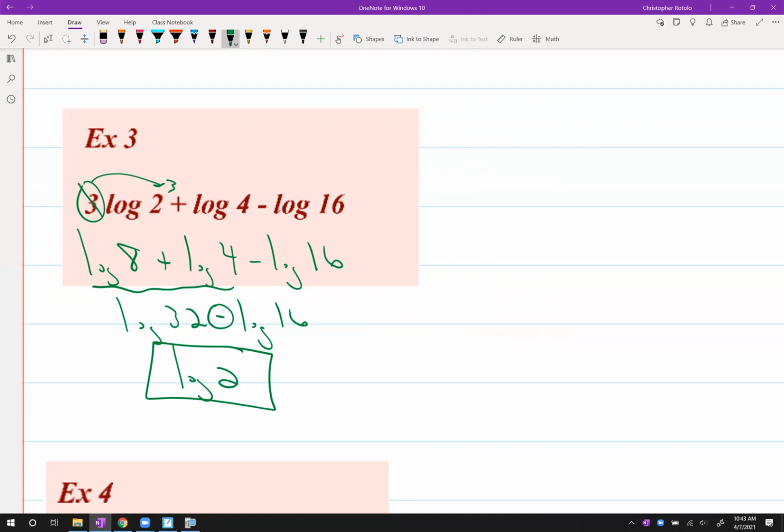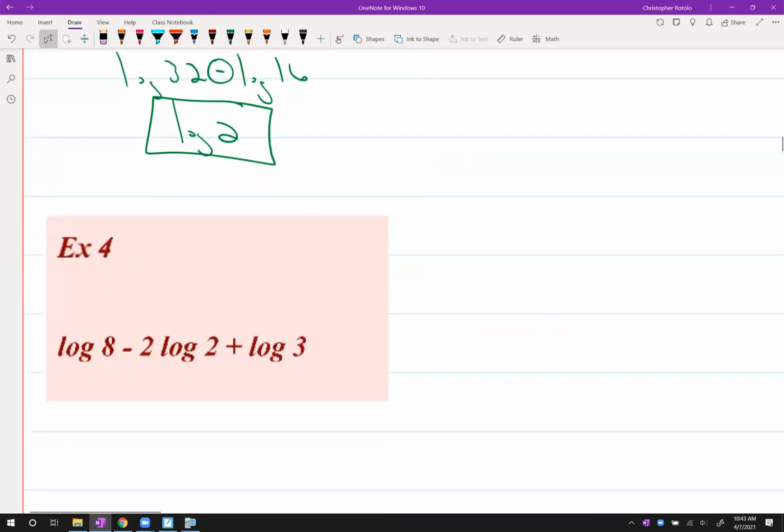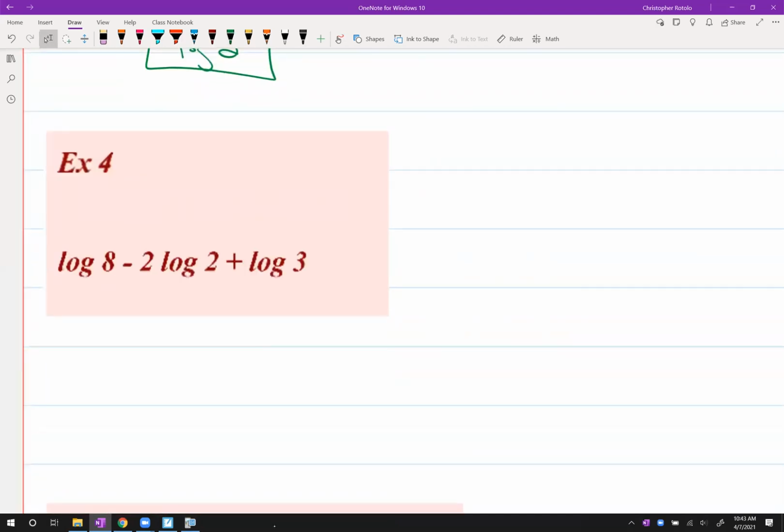Okay, so if you're getting the hang of it, we can always start to shorten that up just a little bit. Oh my goodness, I dropped my stylus. All right, so it doesn't matter. It doesn't have to be the very first one. If it has a coefficient, we're going to hang that guy up. Okay, so there we go. So we got log of 8 minus log of 2 squared is 4. So plus log of 3.